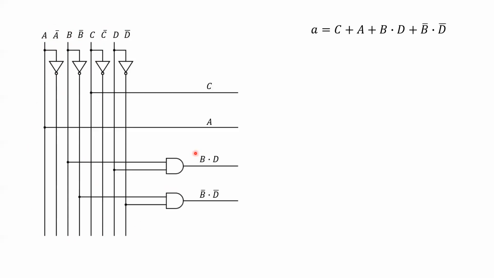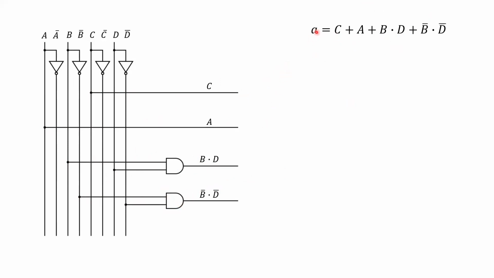And then what we do is we write each of these terms in terms of logic gates. When we have a C, we just draw a link to the C rail. We have an A, we draw a link to the A rail. B and D, we take the B rail and the D rail and send them through an AND gate and we get B and D. Not B and not D is pretty much the same. We just take the not B and not D rail.